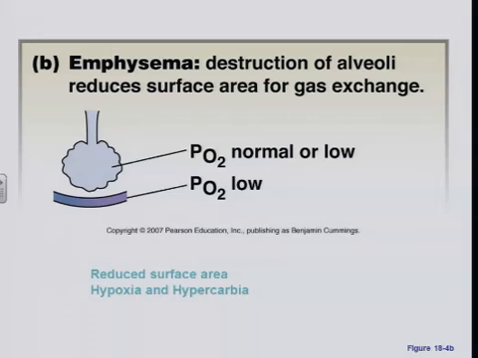So depending on the severity of emphysema, you can compensate, and sometimes you can compensate enough to keep a normal alveolar PO2. But typically emphysema just gets worse and worse as it progresses, and eventually it will become low. No matter what compensation they do, they will not be able to maintain a normal PO2 unless they're on supplemental oxygen.